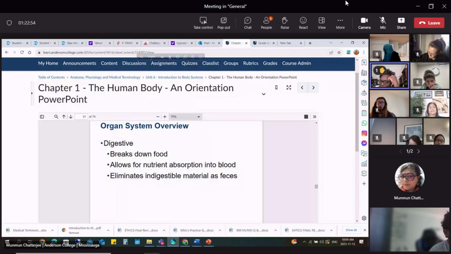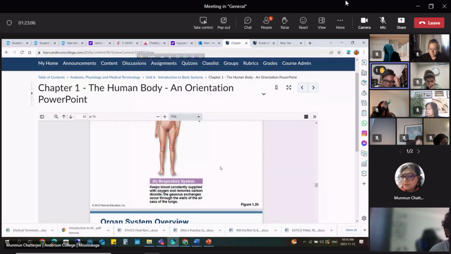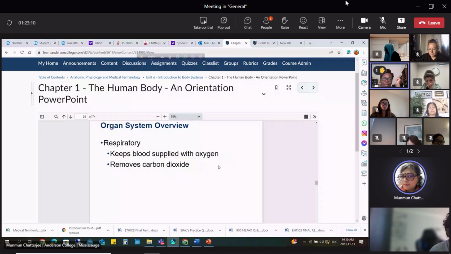Yes. I missed the first part of the respiratory system because I could not hear you. The first part, the first notes. Yeah, that one. It keeps blood supplied with oxygen. The oxygen goes inside through the nostril, and then you are producing carbon dioxide, and it removes it. That's the main function of the respiratory system. Okay, thanks.